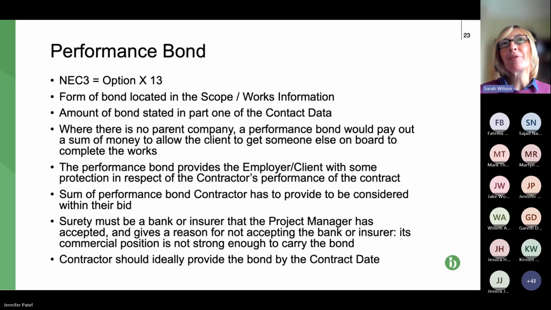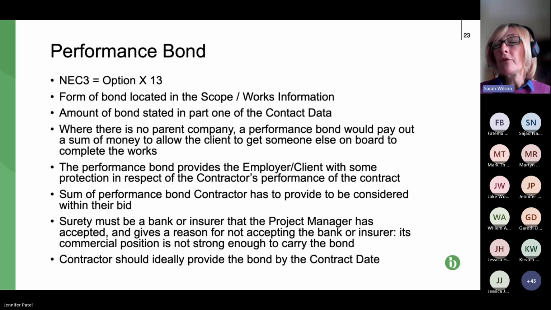We're now seeing requirements for much lower value contracts, sometimes where there's no design, and quite often requiring both if there is a parent company. So just be careful about that. The performance bond, of course, is going to be very relevant if you don't have a parent company, because this is what you will generally be providing if you've got to provide any security. So it's dealt with at NEC3 at option X13.